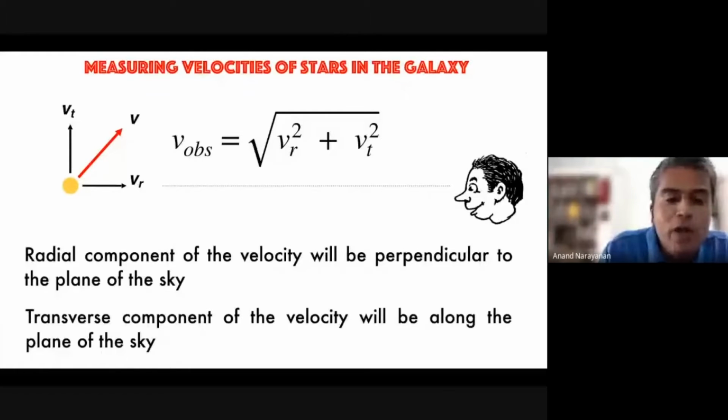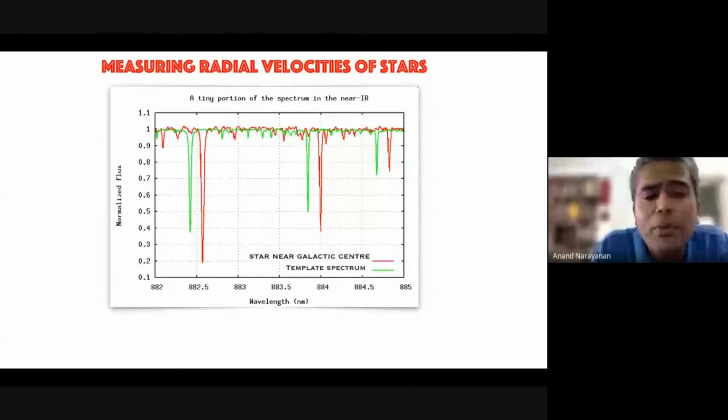I will now show you how the radial component is measured and how the transverse component is measured. The radial component is measured by recording the spectrum of stars. The spectra of stars contain absorption lines, and these absorption lines are produced by atoms and ions present in the surface of stars. What you're looking at over here is a small region corresponding to the spectrum of a star. The spectrum goes from very short wavelengths to very long wavelengths, so we are just looking zoomed into a small region. The red is the spectrum of a star that is close to the galactic center, and you can see some absorption lines. For example, here is a very prominent absorption line. This is also a prominent absorption line.